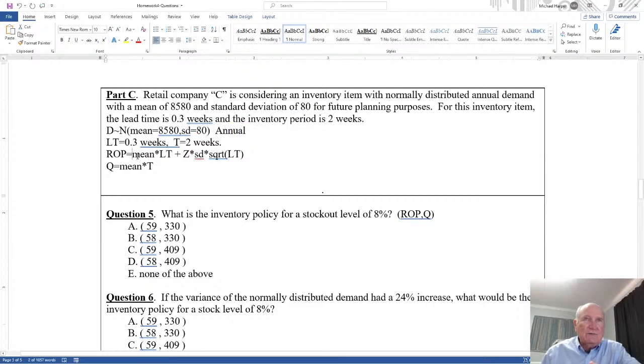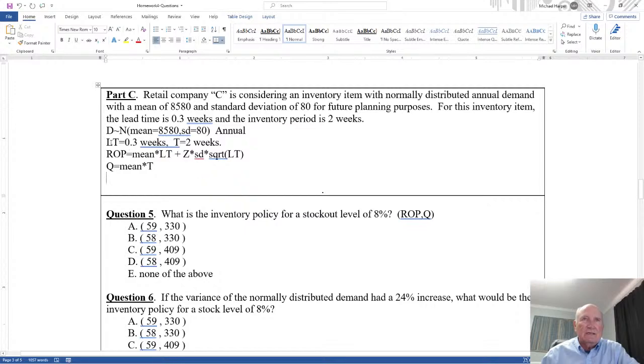And so if we're using the mean here, which is in years, and the lead time is in weeks, we want the ROP, so the time units have to be the same. Okay, so we can transform years to weeks or weeks to years. However way you want to do it, you have to be very careful to do that.